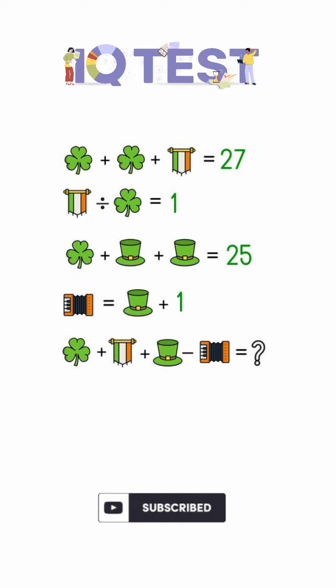So we have 2 clover leaves plus a flag is equal to 27. And the flag divided by the clover leaf is 1. Then we have the clover leaf plus a green hat plus another green hat that is equal to 25. Then we have the green hat plus 1 is equal to this musical instrument. So we have to find the clover leaf plus the flag plus the hat minus the musical instrument.